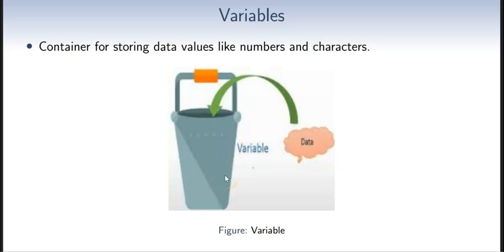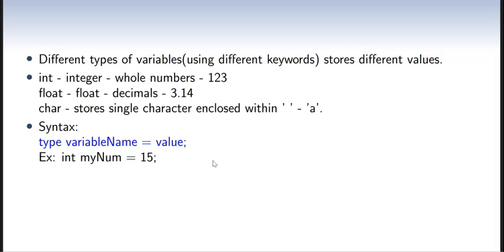If we would like to use the 5 at any point, we have to use the variable A. It is as simple as that. This is the purpose of using a variable. There are different types of variables, using different keywords, that store different values. There are integer, float and character in C language. We use int for integer, float for decimals, and char for characters.